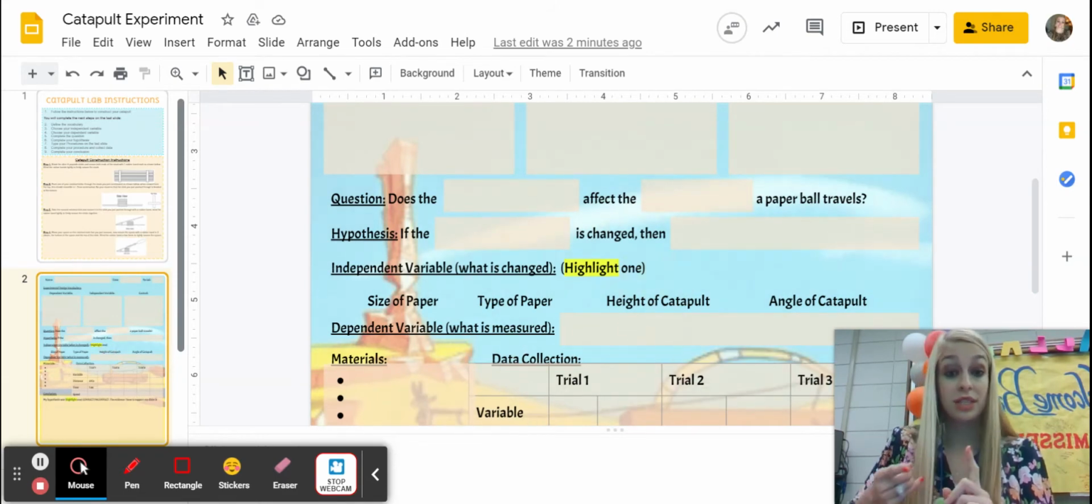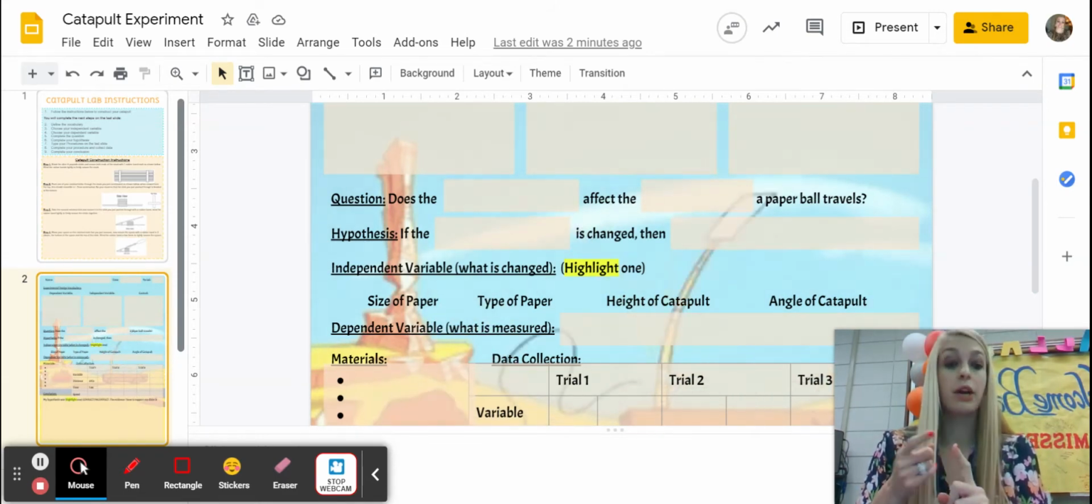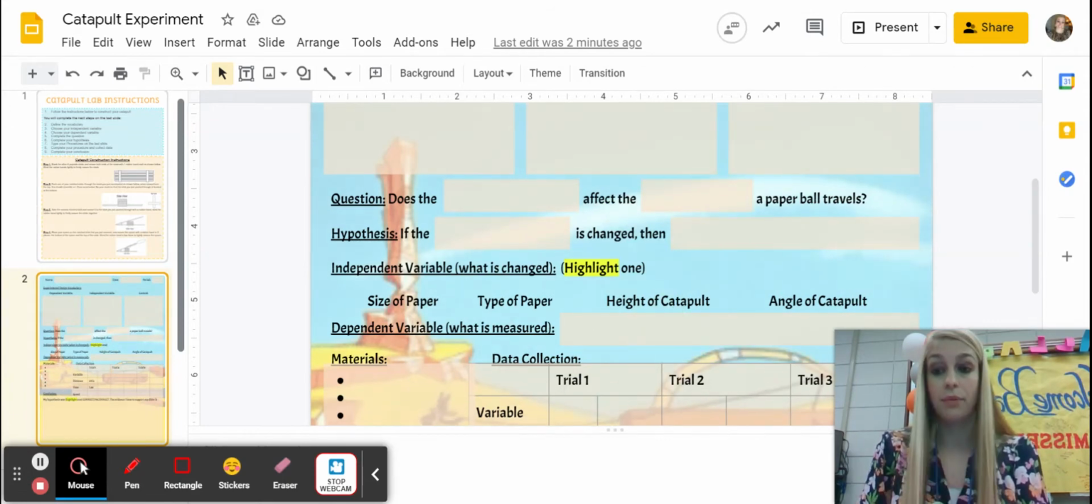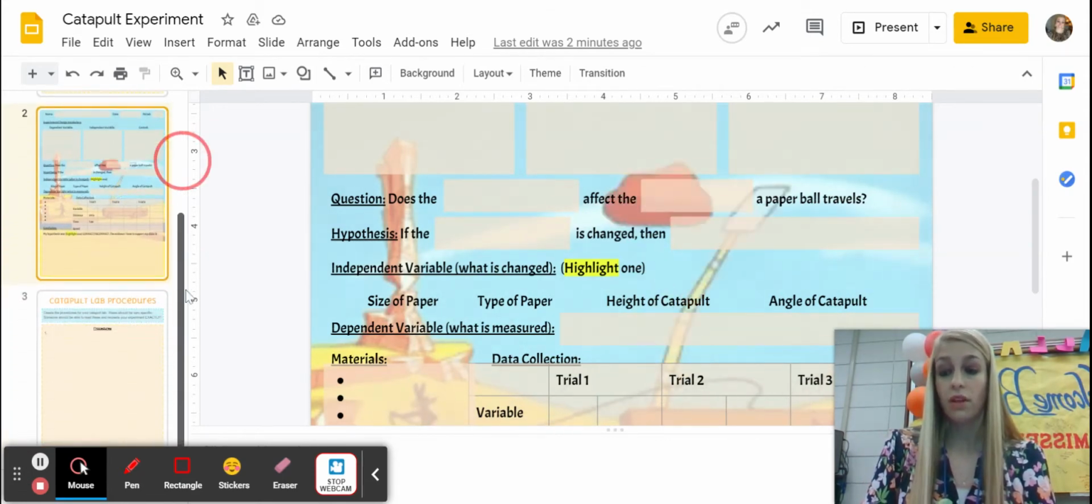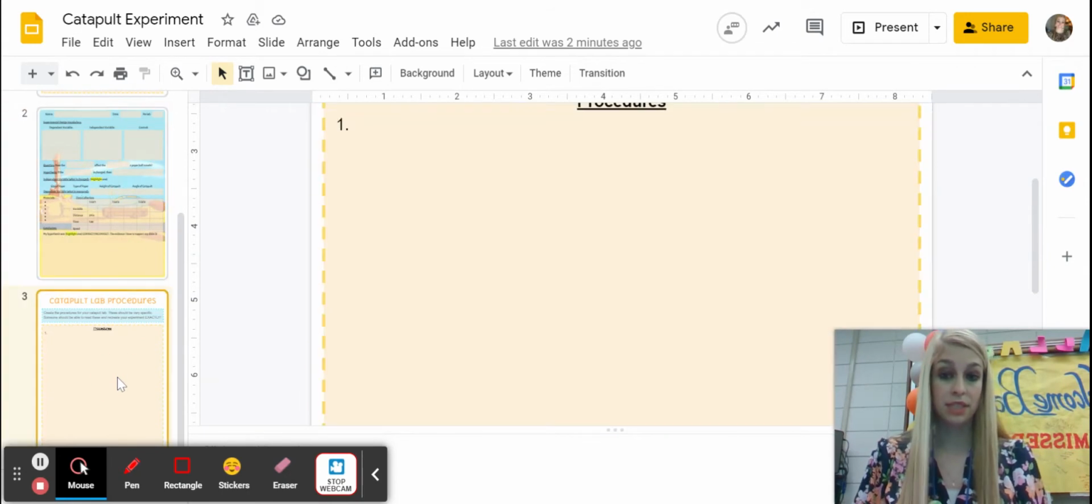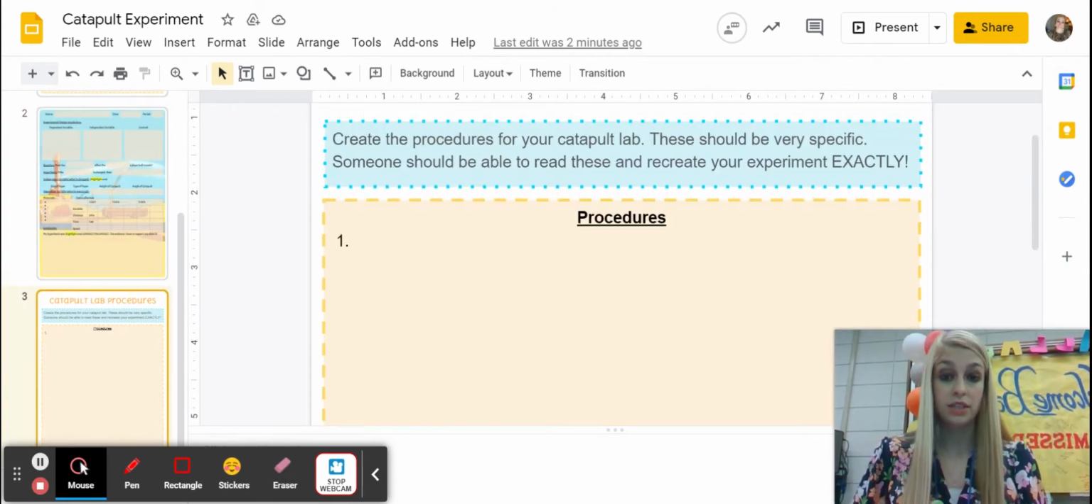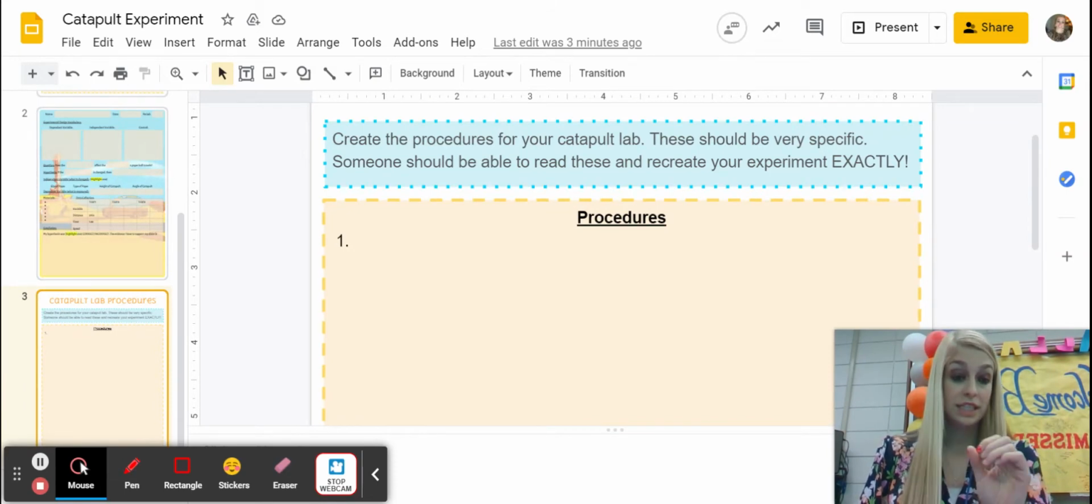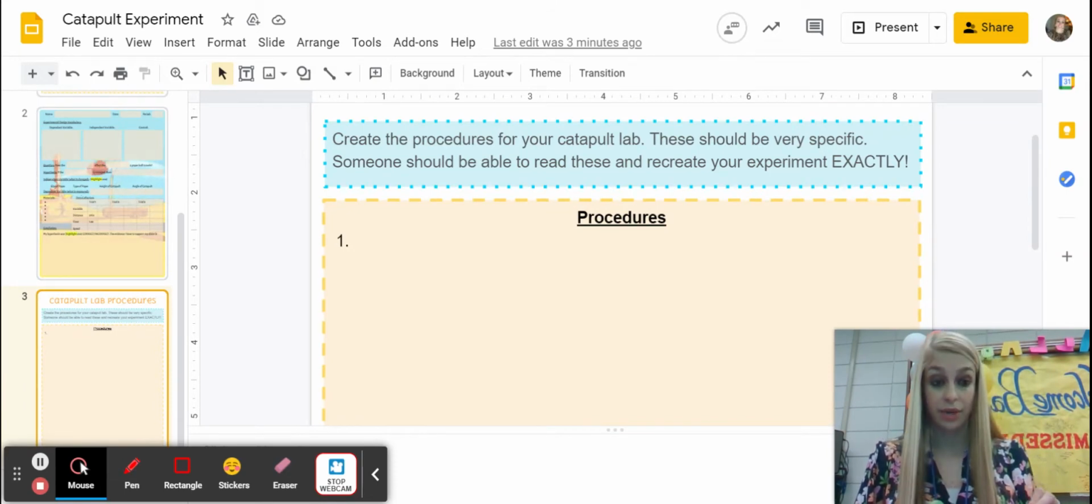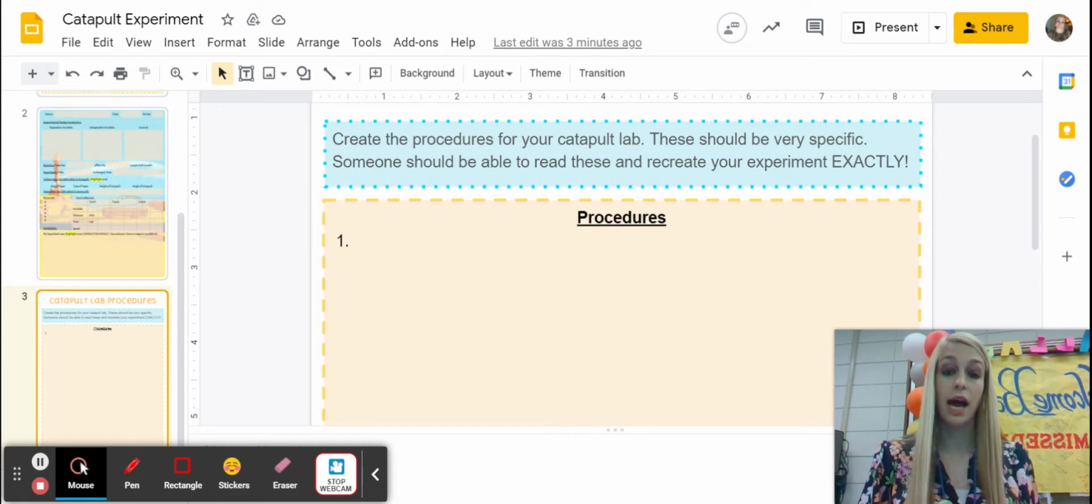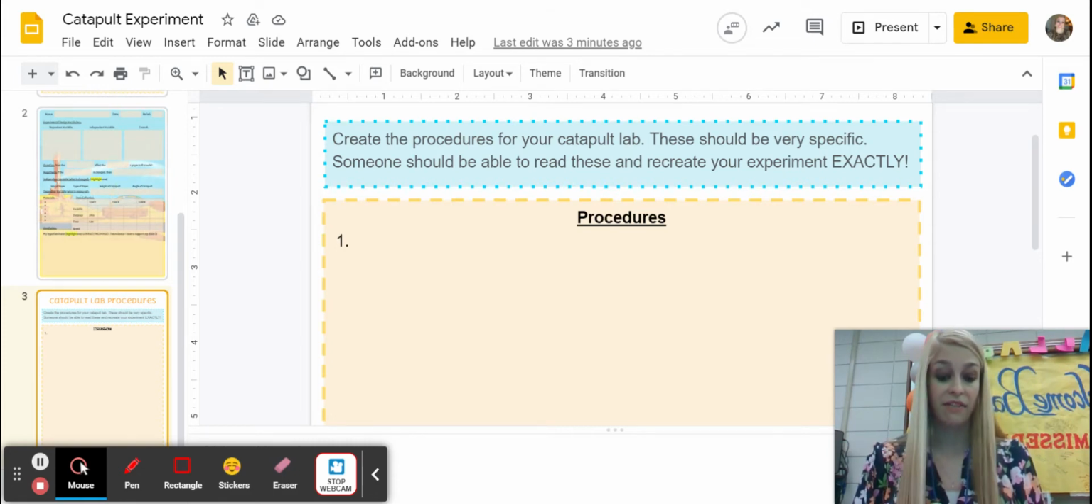You know that you are testing your independent variable. Well, you're testing your dependent variable, and you know your independent variable. So on the last slide, you are going to type the procedures. If someone else was going to do this lab, you need to type the instructions for what they would need to read in order to be able to do the lab. So it needs to be very specific.